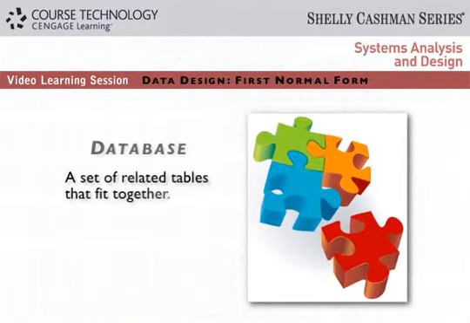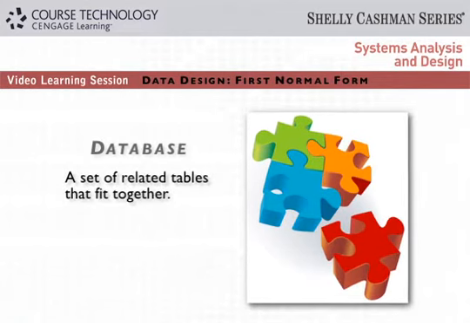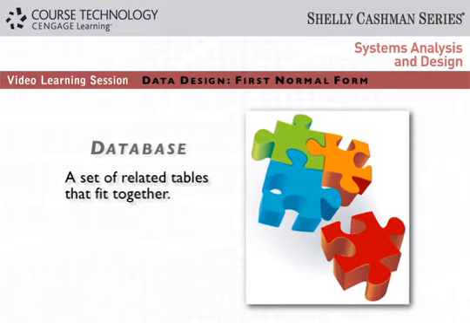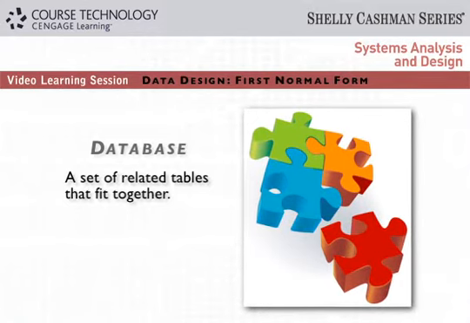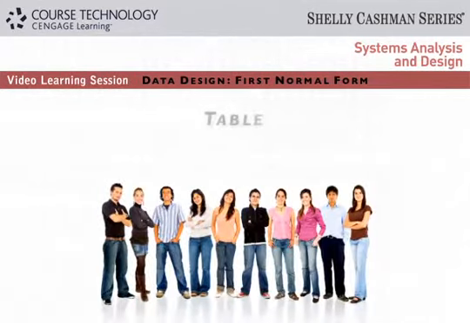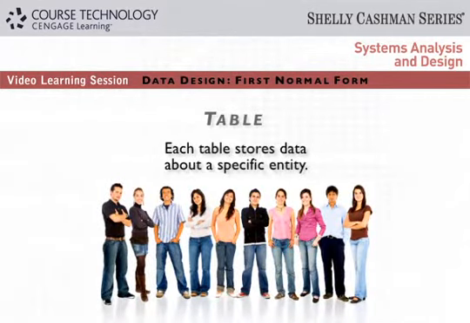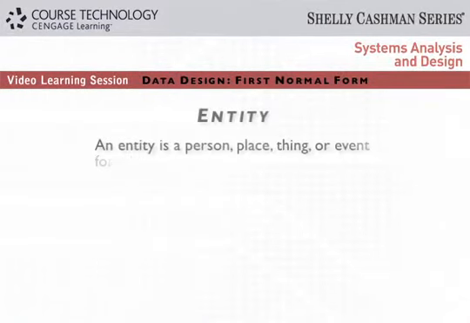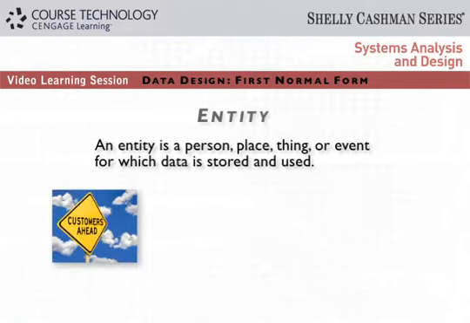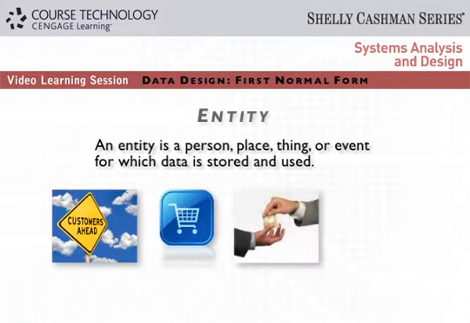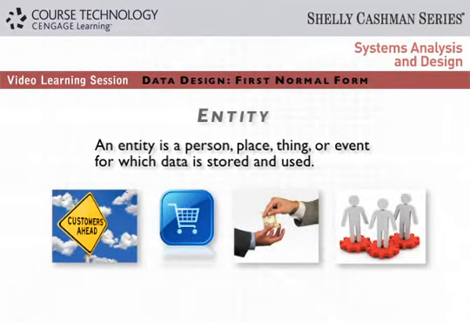A database is a set of related tables, sometimes called files. Think of it as a jigsaw puzzle. All the tables or pieces must fit together to see the whole picture. Each table stores data about a specific entity, such as these students. An entity is a person, place, thing, or event for which data is stored and used. For example, a firm might store data about its customers, its products, its sales, or its employees.